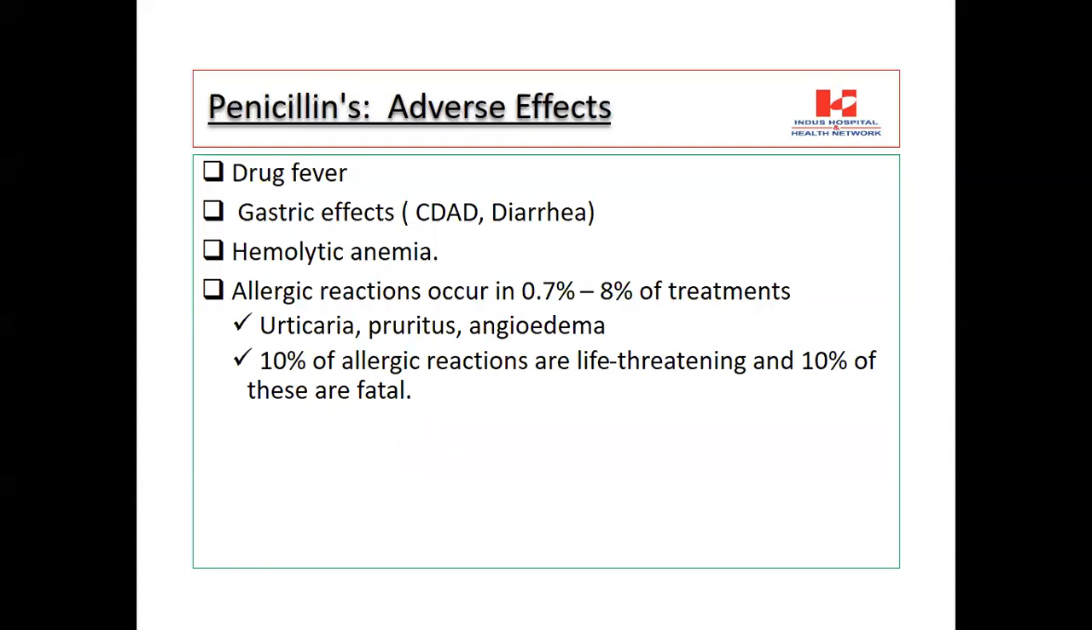Okay, we were discussing penicillin adverse effects. Some patients might experience drug fever. Some patients might experience gastric effects, like penicillin-induced diarrhea, like with Augmentin, which is amoxicillin with clavulanic acid. Some pediatric or adult patients complain of diarrhea. Hemolytic anemia on higher doses of ampicillin could be possible, and there are some allergic reactions as we discussed earlier.